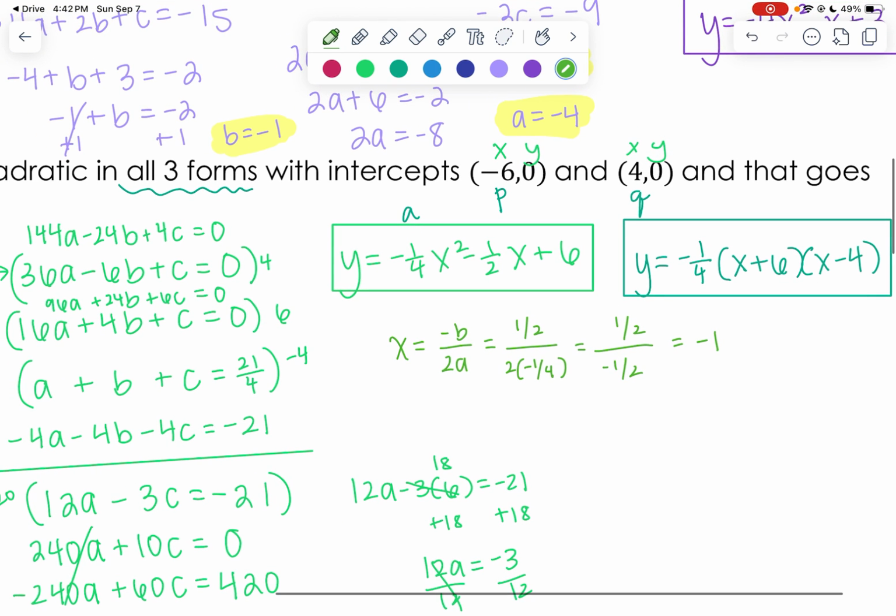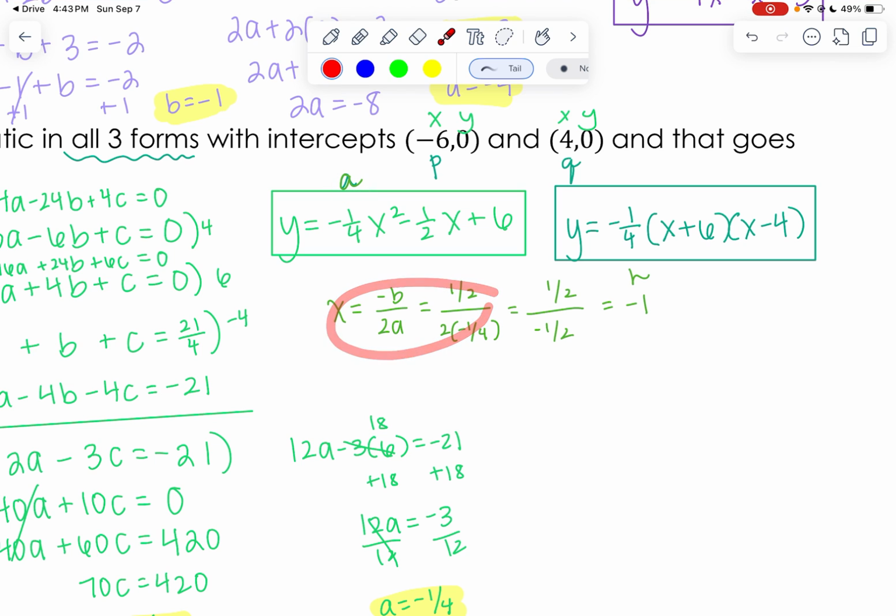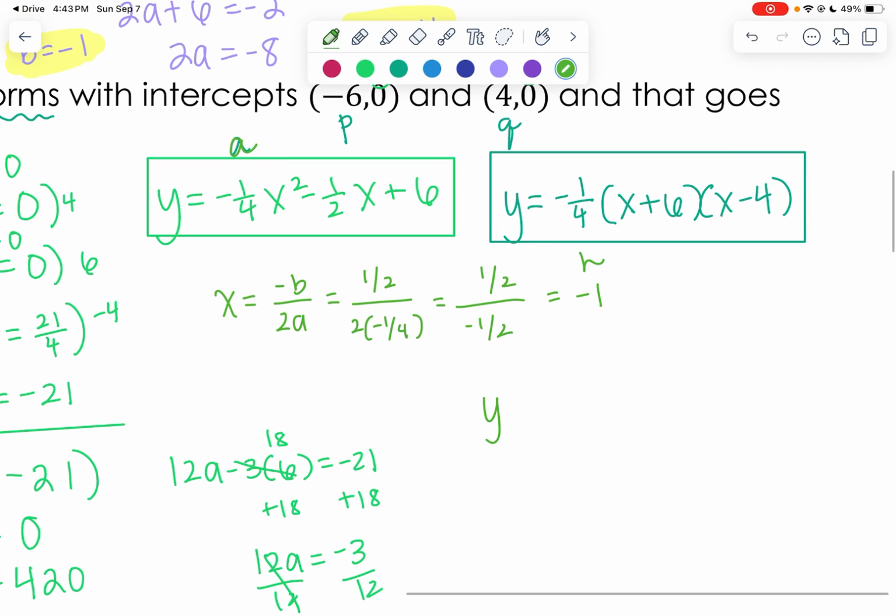So there's your h value of your vertex. I already know that a is going to be the same, negative 1/4. Now I'm going to plug negative 1 into standard form and use that to find the k value, and then I'm at vertex form. I already knew a from standard form. I used this formula to find out that h was negative 1, and now I just need to find out what k is. So y equals negative 1/4 times negative 1 squared minus 1/2 times negative 1 plus 6.